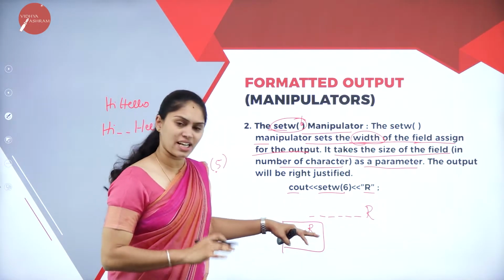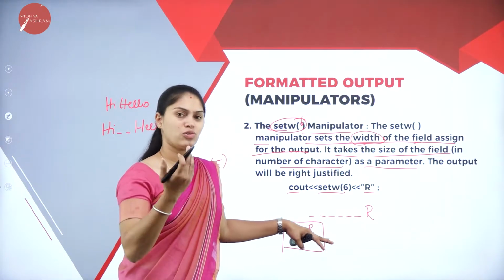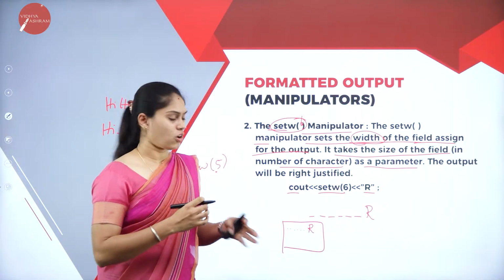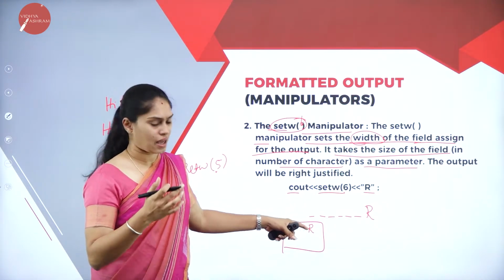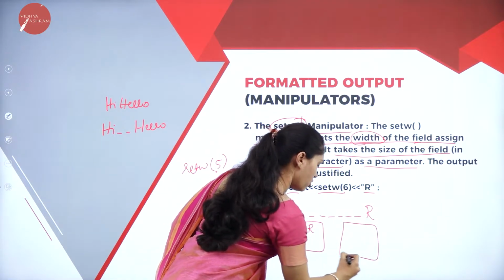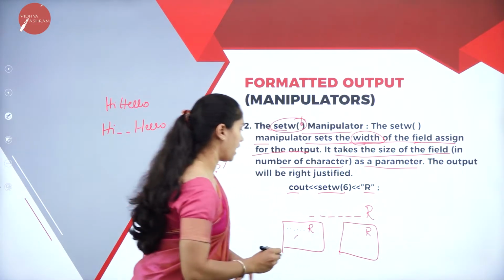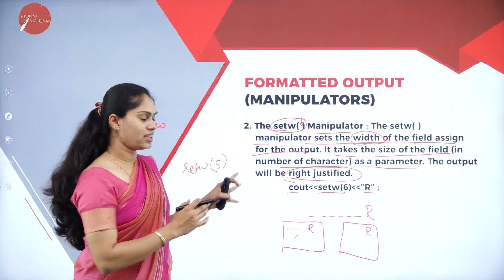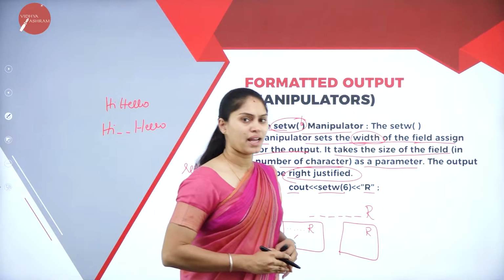Don't consider these dots. I am just showing them to make you understand the space, that means to set up the width of that particular space. In the output screen it will just display like this. It will be right justified. This is the use of the setw manipulator.